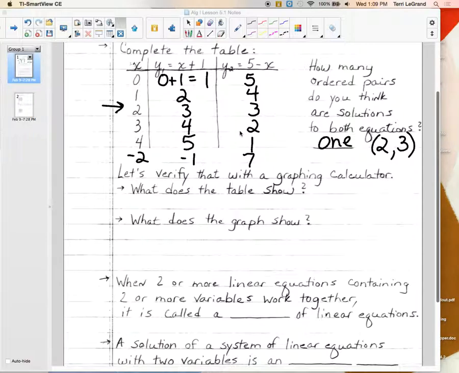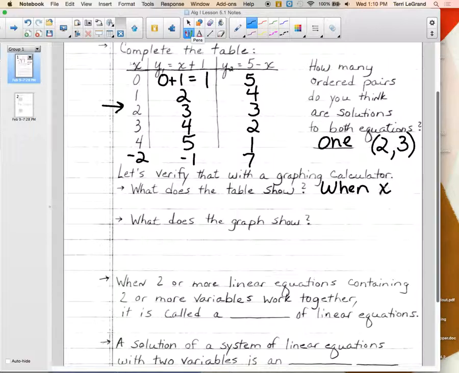So what does the table show in our graphing? When I opened up the table in the graphing calculator, it showed the same thing as our table does. And what does our table show? Let's write this down. When x equals 2, both equations have y equals 3. The graphing calculator supported it too, it's just as smart as we are. So when x equals 2, both equations have y equal to 3.